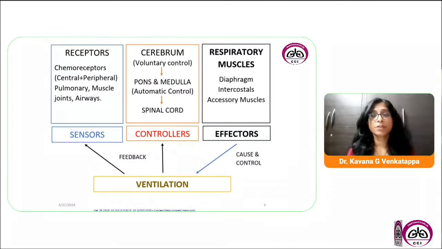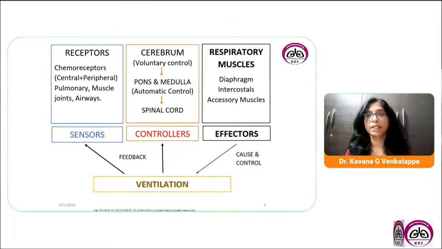As we say homeostasis works all over the body, it is the same with ventilation too. Any alteration in the ventilation, as we are seeing here, will be picked up by the receptors or sensors, which may be chemoreceptors, pulmonary receptors, proprioceptors or the receptors in the airways. The message will be passed down to the centers or controllers, which we are going to discuss in the further slides. This message is then transferred to the respiratory muscles, which act accordingly and cause the change in the ventilation the way it is required.